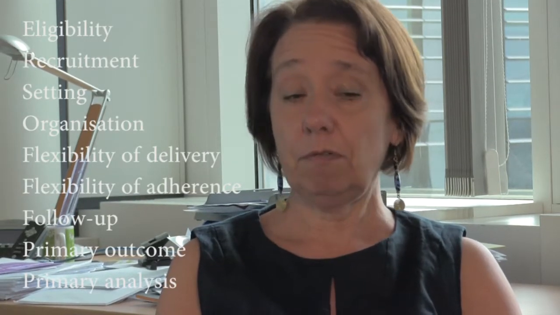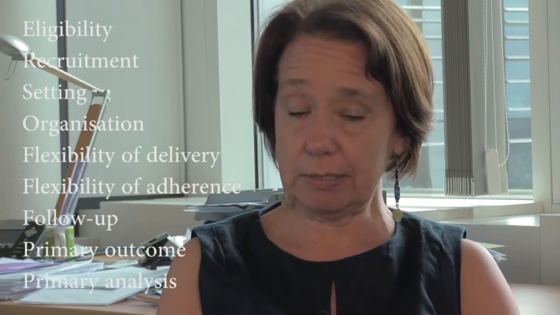So it has 9 domains: eligibility, recruitment, setting, organisation, flexibility of delivery, flexibility of adherence, follow-up, primary outcome and primary analysis. And those 9 domains together cover different elements of a trial that are handled differently if you're thinking about an explanatory trial or a pragmatic trial.